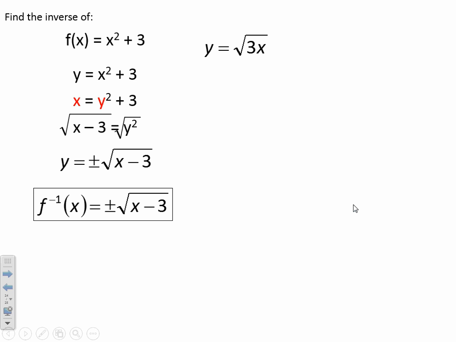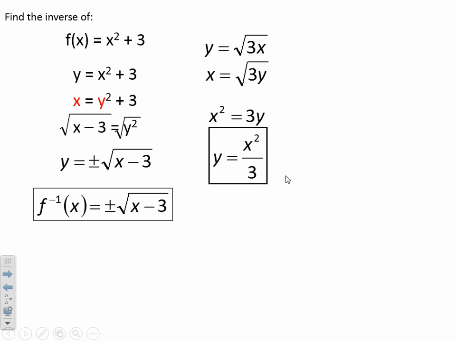All right, here we go. So we've already got y in there, so we just switch x and y. x equals square root of 3y. We want to undo the square root, so we've got to square both sides. So x squared equals 3y now, and then we just divide by 3. So y equals x squared over 3. So that's our inverse. Let's go right on to the next one.